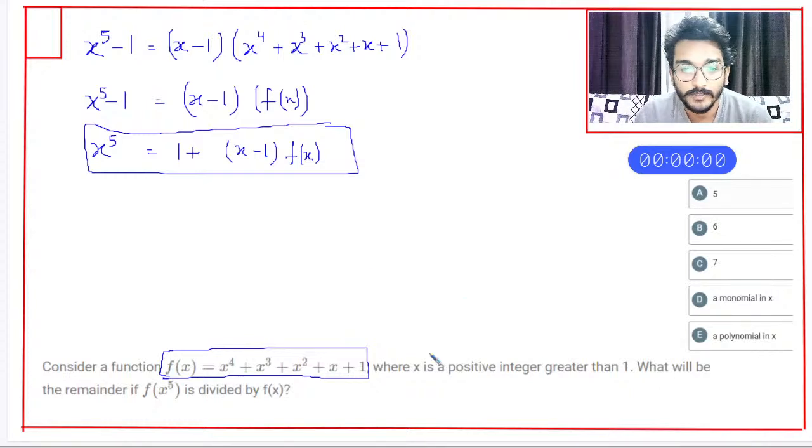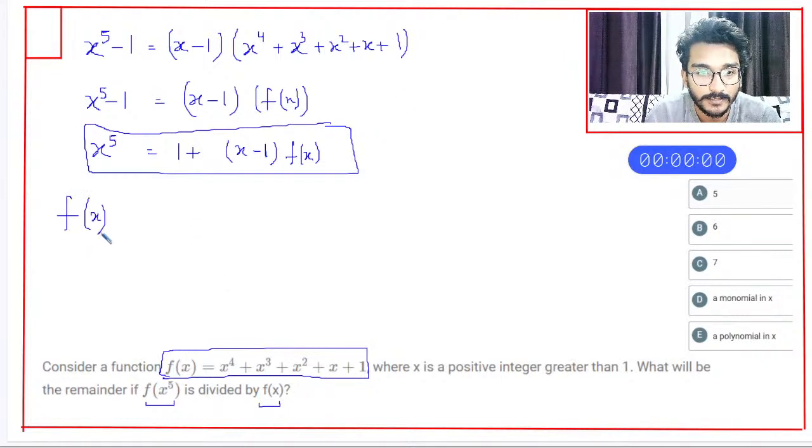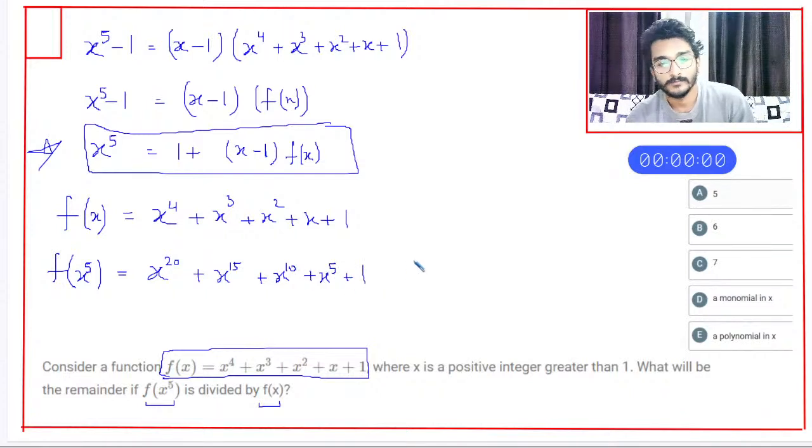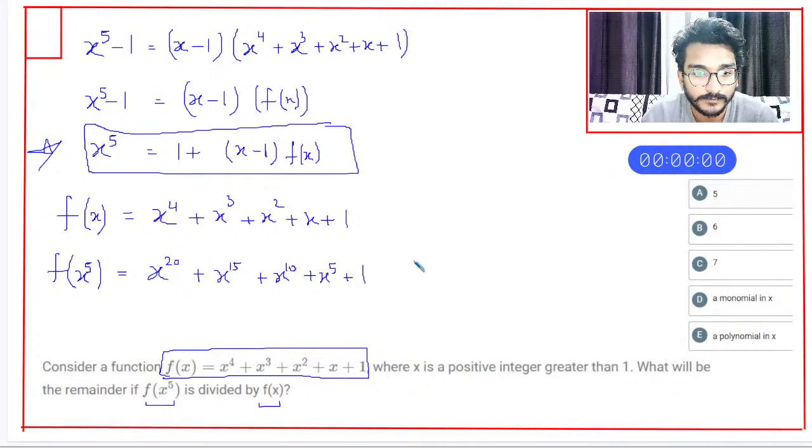Now we have to divide this thing by f(x). Okay, we got a relation. Now what is f(x)? Let's just hold this thing. f(x) is given to us, which is x^4, x cube, x square, x and 1. So what is f(x^5)? I'll just substitute x^5 everywhere. So it will become x^20, x^15, x^10, x^5 and 1. That is f(x^5).